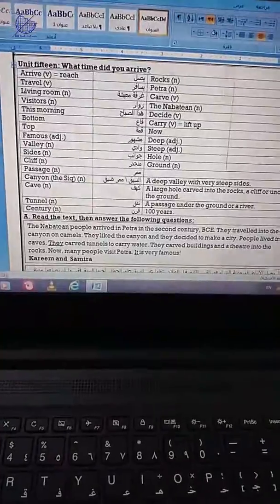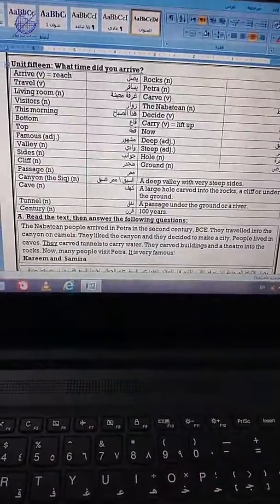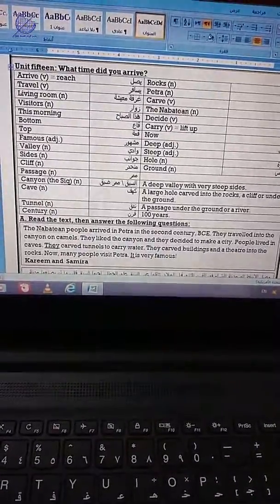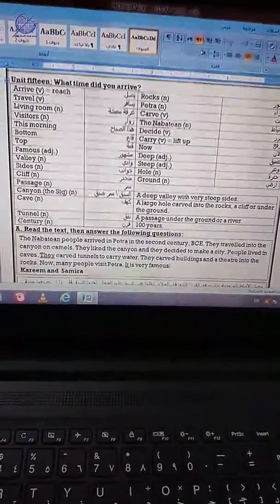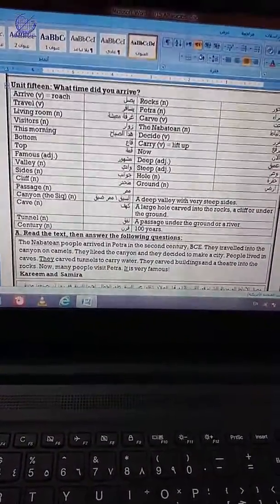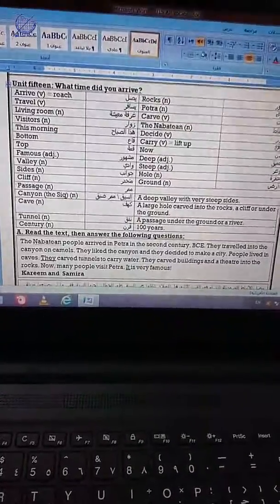We're moving to Unit 15, also from your Action Pack book. What time did you arrive? As usual, we start with the word box. Follow with me.